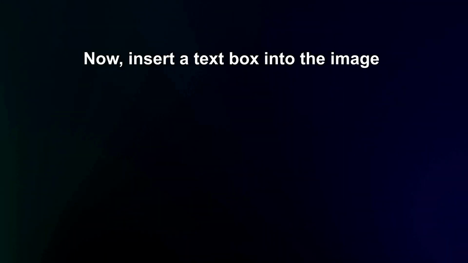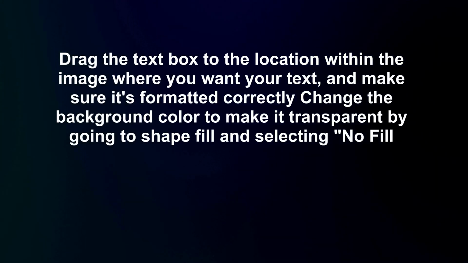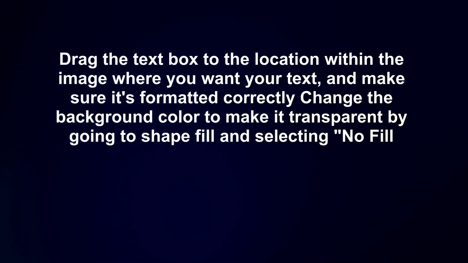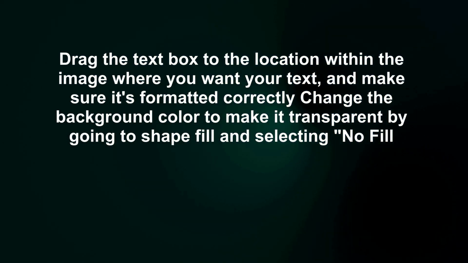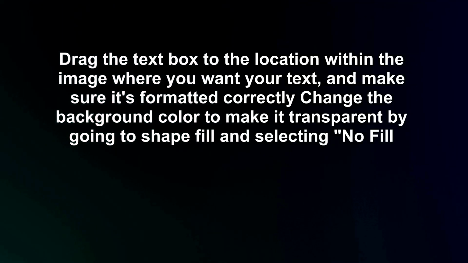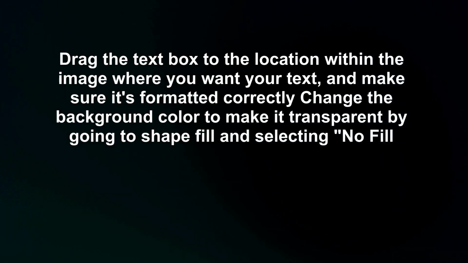Now, insert a text box into the image. Drag the text box to the location within the image where you want your text, and make sure it's formatted correctly. Change the background color to make it transparent by going to Shape Fill and selecting No Fill.